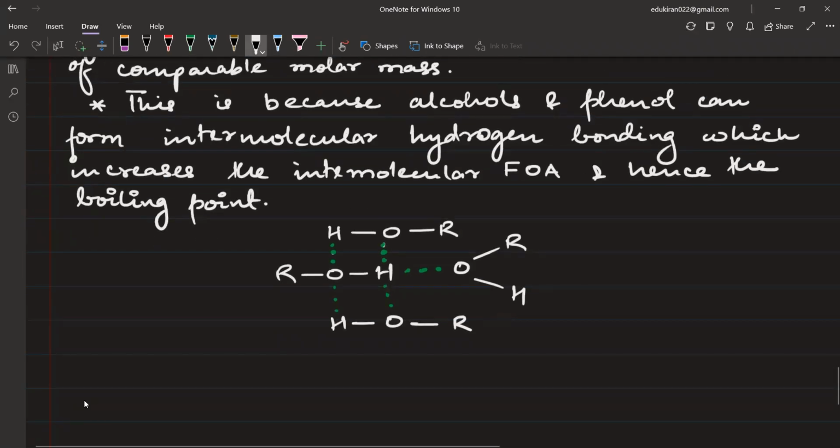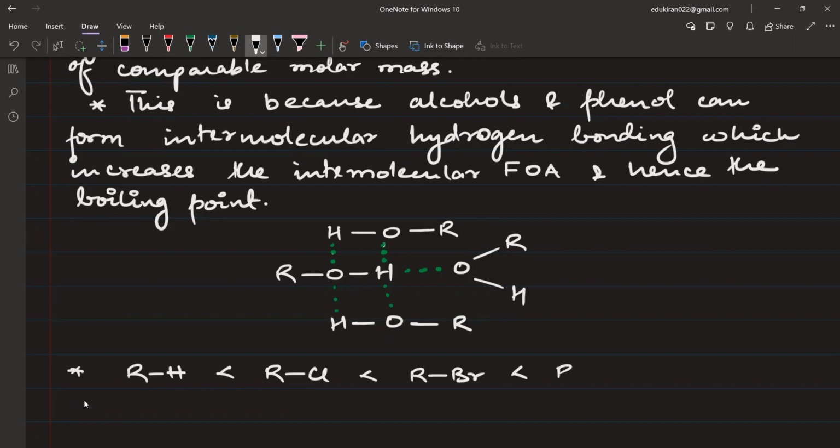So we'll write some comparisons also. So you have RH, where R is an alkyl group. If you add hydrogen, it will become alkane. You have RH. This will have lower boiling point than RCl, which will have higher boiling point. This RCl will have lower boiling point than RBr. And then further, the highest will be for alcohols.